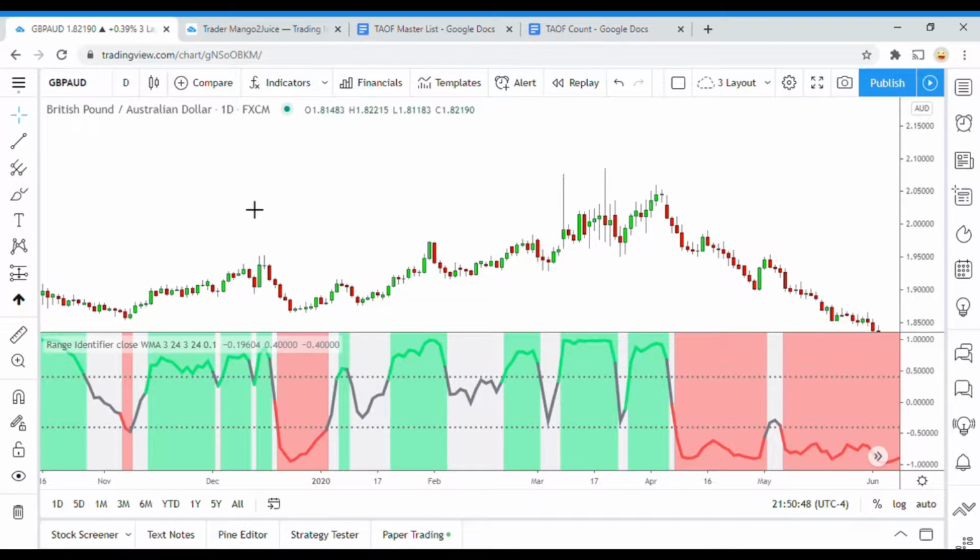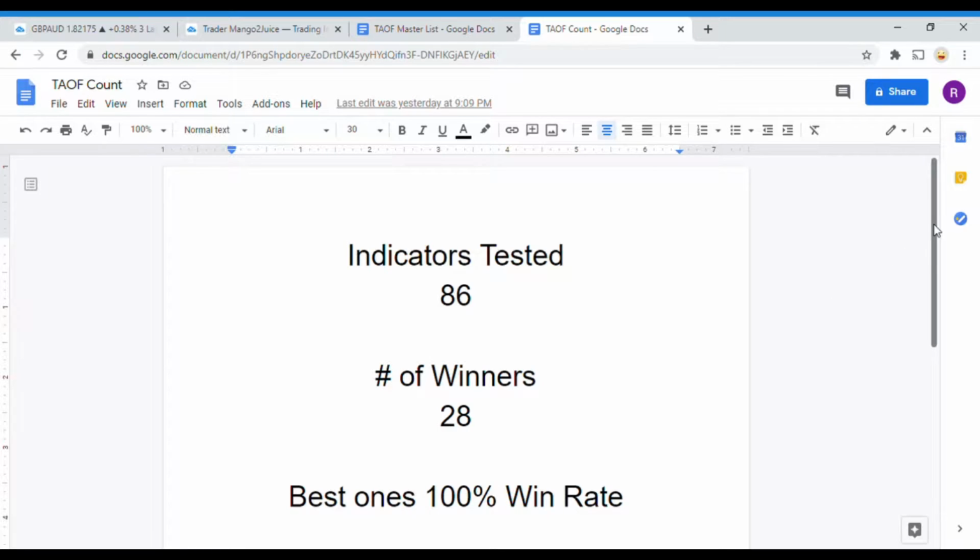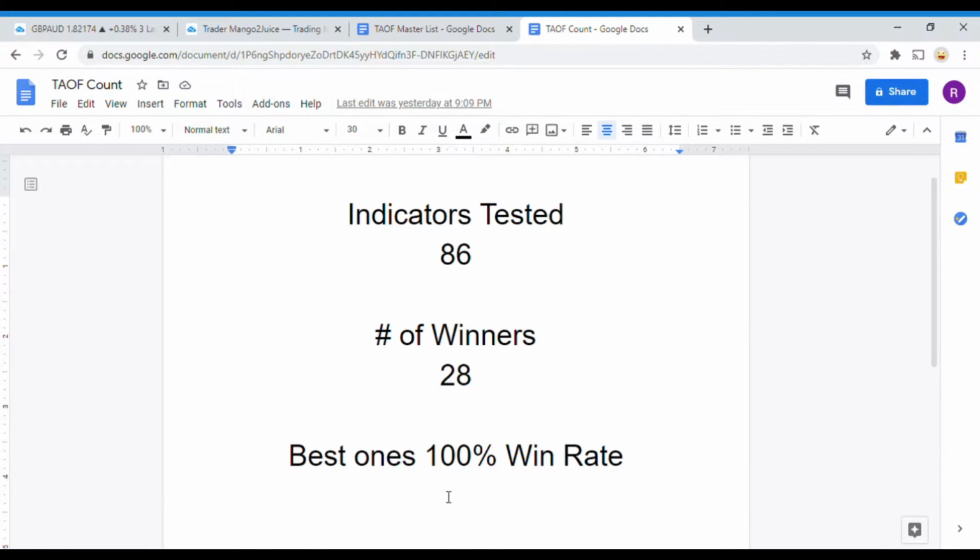Alright, as I said, today we will be testing the range identifier indicator. But before I do, I wanted to put the indicator scoreboard up for everyone to see. To date, we have tested 86 indicators, and out of those 86, 28 have been winners, which means that they have met or exceeded the 60% win-loss ratio threshold that we have set for them. The best ones so far were able to achieve a 100% win rate.